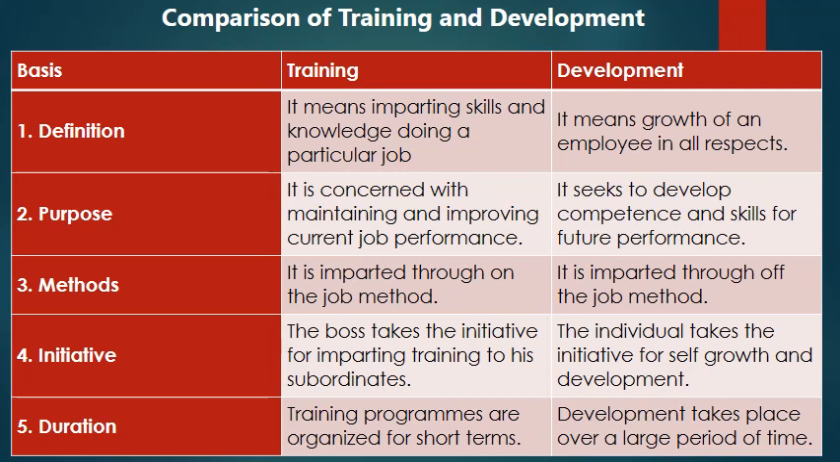Now, methods. Two methods we have discussed to provide training: it is imparted through the on the job method as well as the off the job method. Here I have misplaced, I mean not mentioned. And development is imparted through off the job method programs. Now, initiative: who takes the initiative in providing training? The boss takes the initiative for imparting training to his subordinates. But for development, the individual himself has to take the initiative, otherwise he won't be able to develop himself in all respects. So the individual has to take the initiative for self growth and development. Now, what is the duration of training and development? Training programs are organized for short terms, but development takes place over a longer period of time. So this is one comparison table of training and development.